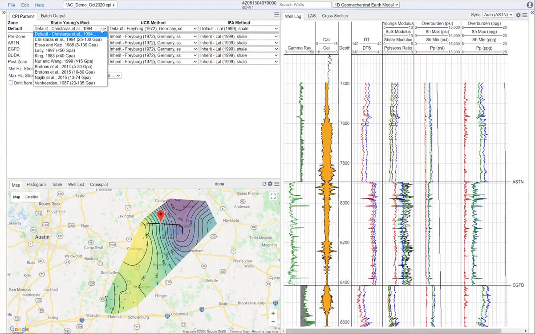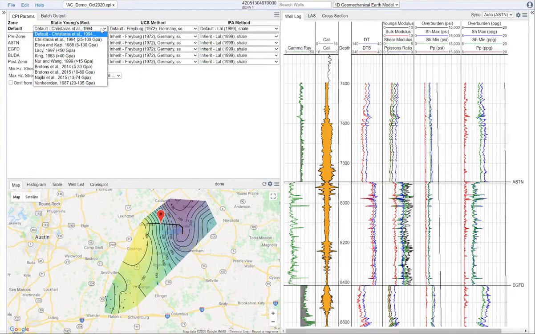For the static Young's modulus, we have a number of methods built in. Methods from Christaris et al., Issa and Kazi, Lacey, King, Norn Wang, a couple of different methods by Broughtons and his colleagues, and methods by Najibi and Van Heerden. So we have 9 different methods in total built in. These are valid over different ranges of Young's modulus. I tend myself to go with either the Christaris or Issa and Kazi methods because these are very robust correlations that tend to cover a very large range of pressures.